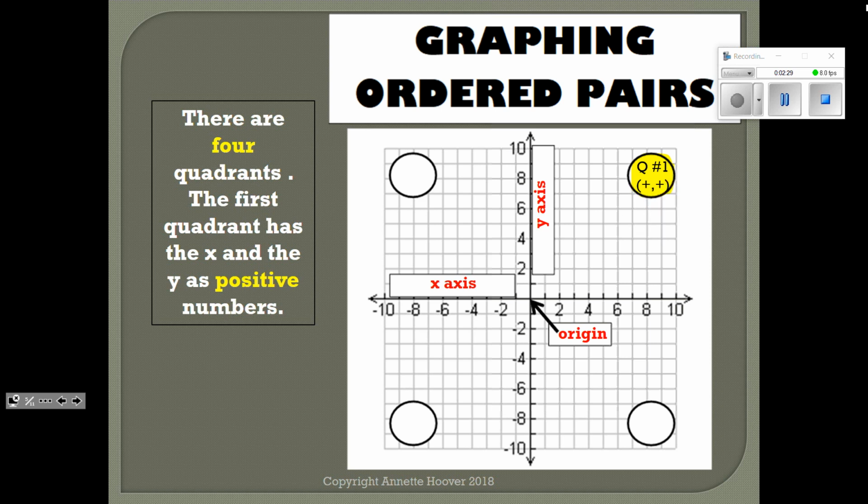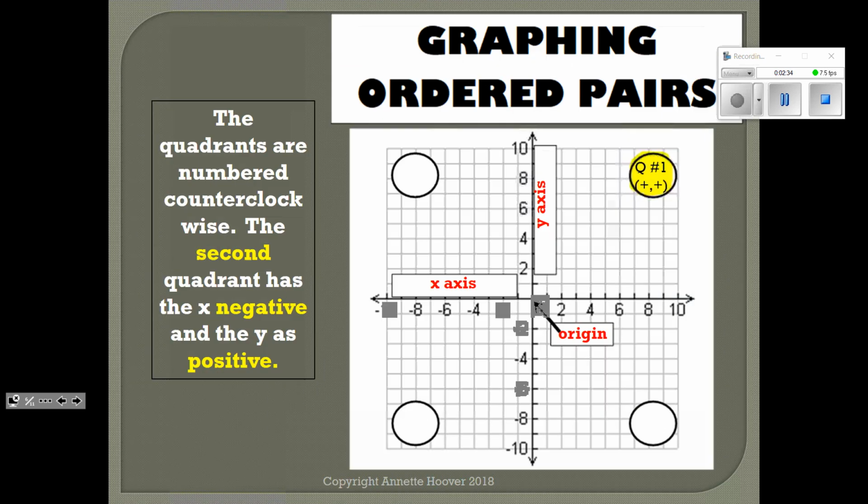And the positive positive means that the x is going to be positive and the y is going to be positive. Now, when numbering the 4 quadrants, what we do now is we're actually going to go counterclockwise because the second quadrant is actually this one. So we started here and now we're moving in this direction around it to number the quadrants. So this is what we call the second quadrant. And all of the ordered pairs in this quadrant, if you look right here, all of the x's are going to be negative and all the y's are going to be positive.